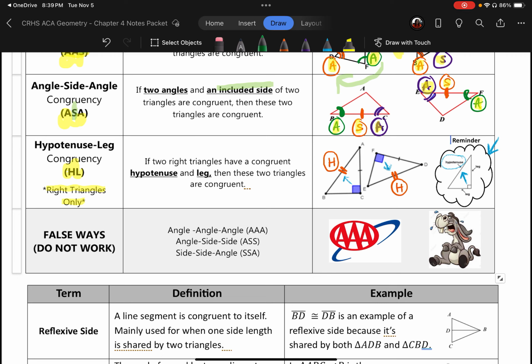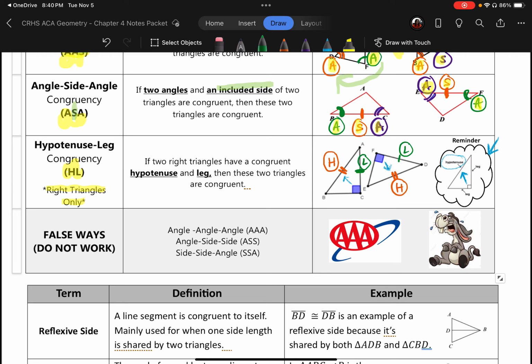And then we take a look at the side that's marked congruent here, which I'm putting in green. This side in a right triangle is referred to as a leg, which we will label as an L. Okay, same thing here. That side is a leg, so I'm going to label it with an L. And so in this case, these two right triangles will be congruent by HL.